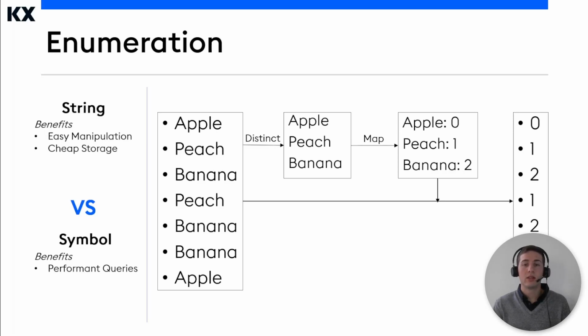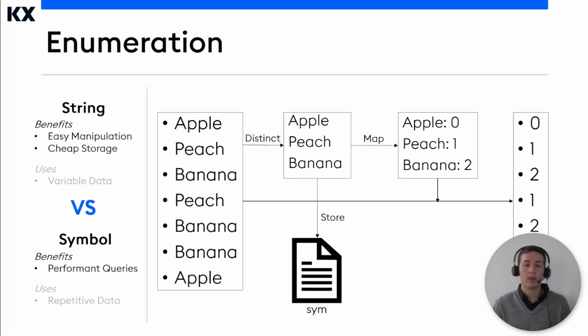categorical list as a numeric list for cheaper storage, and use the distinct list to translate these numeric values back to categorical. When the column is queried, the distinct categorical list is indexed using the numeric values to retrieve the original list. This distinct categorical list is stored in what's known in KDB Plus as a SIM file and is central to all KDB Plus systems. The general rule of thumb for choosing between the string and symbol type is that symbols are used when the categorical values are highly repetitive and strings are used where the data is highly variable.